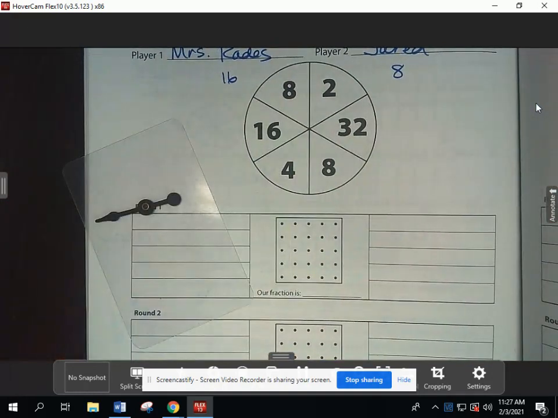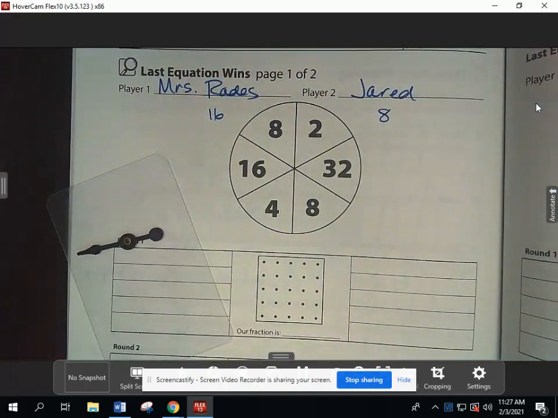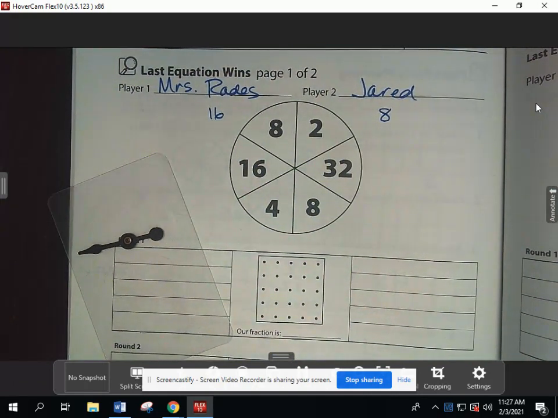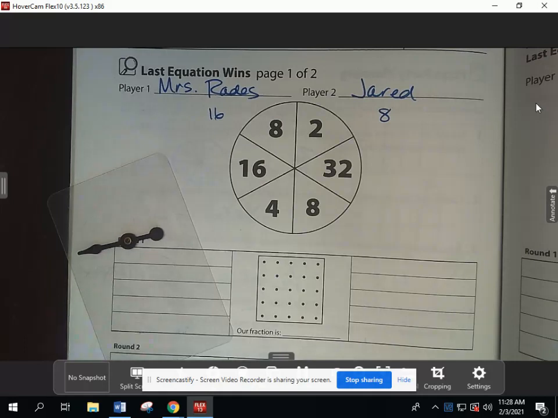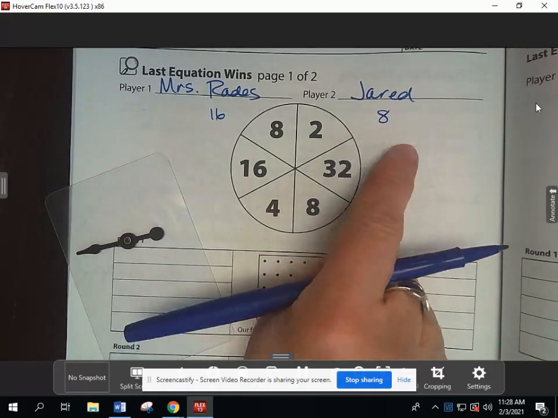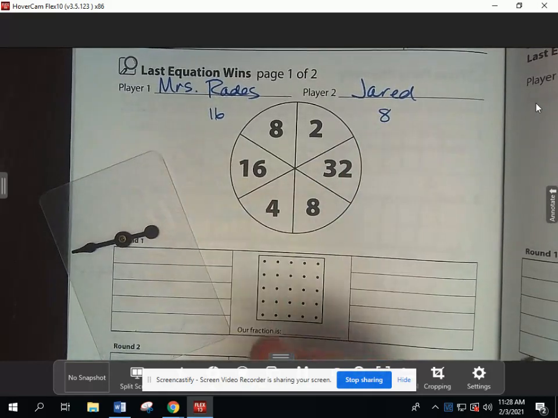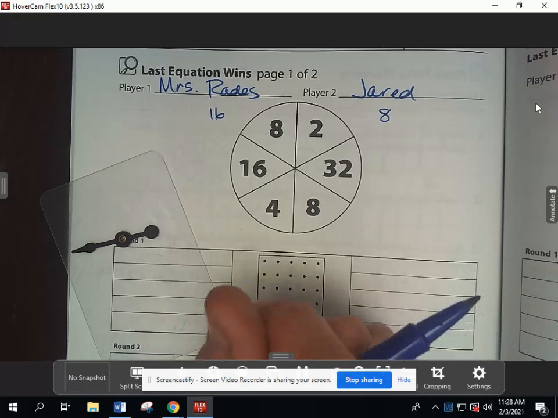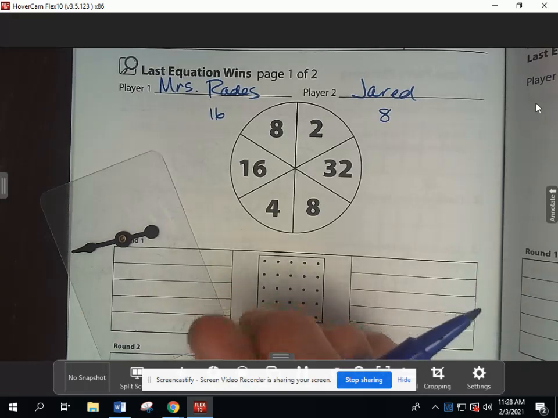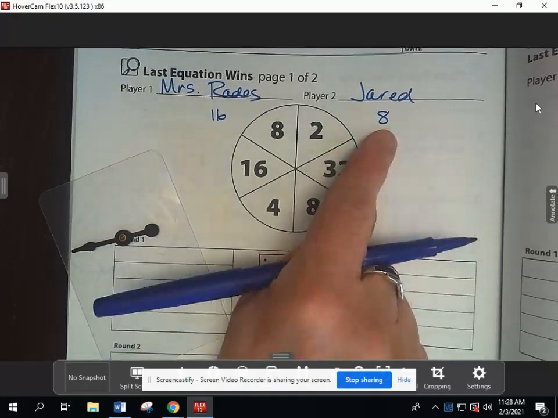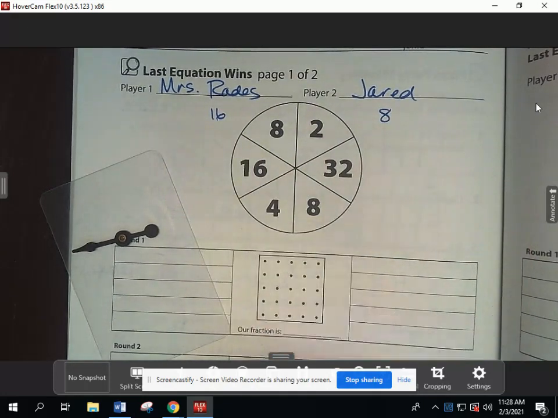Now I need all of you to listen a moment. It's time to be serious. I joke around sometimes, but it's time to be serious at the moment. Thank you for your attention. I need to arrange the numbers 8 and 16 into a fraction that is not greater than 1. Did you hear how I said that? I have to arrange these two numbers into a fraction that is not greater than 1.